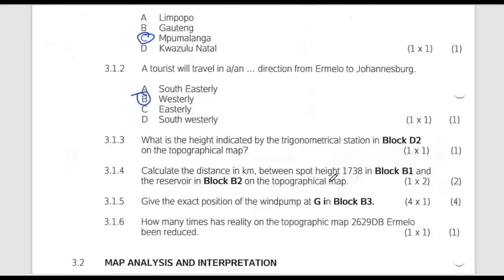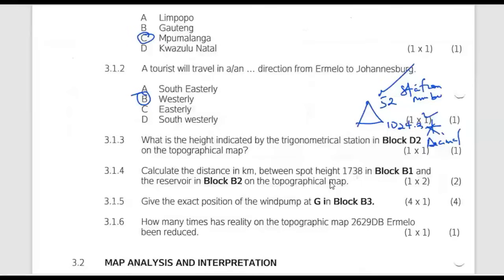Right. What is the height indicated on the trig station in block D2? Unfortunately, we don't have the map illustration here, but the clue that I must use is that a trig station will have two numbers. Let's say maybe there's 52 and maybe there is 1024.3. If you are seeing a trig station and it's got two numbers like this, the height of the trig station is the one with a decimal. And then this is the station number. So do not confuse, the whole number is a station number and the number with a decimal is the height of that particular station.